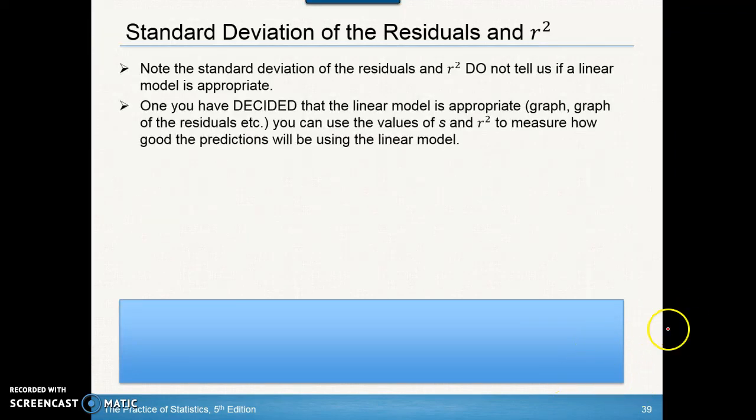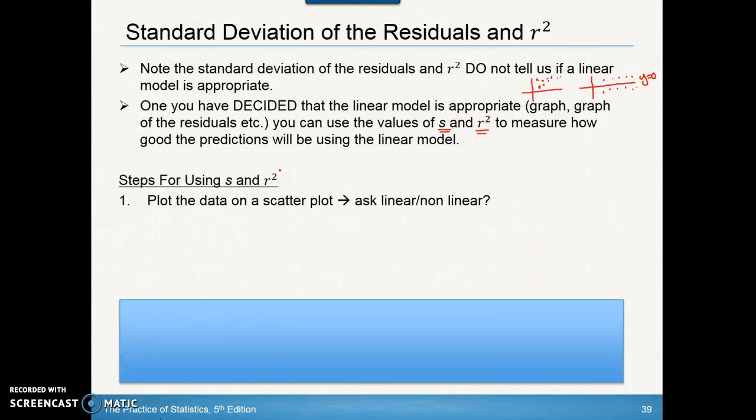Once you've decided that a linear model is appropriate, so that is a graph of your scatter plot, showing that the points follow a linear and not a curved trend, and then a graph of the residuals. Remember, your residuals need to be randomly scattered above and below the line y equals 0 with no pattern. Then I can use the values of S, or my standard deviation of the residuals, and R squared to tell us how good the predictions will be.